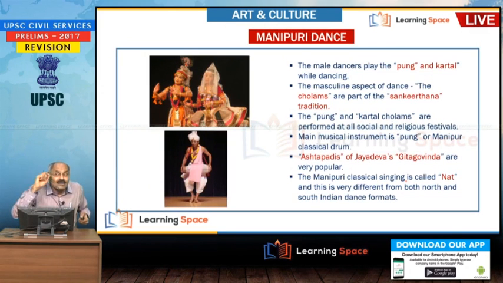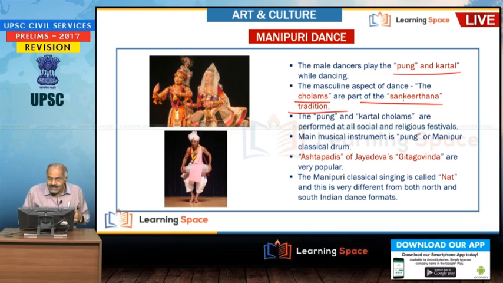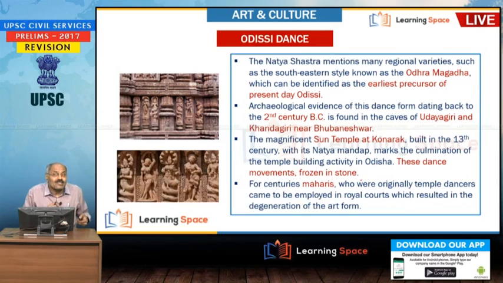And if you go further, here the male dancers play the Pung and Kartal while dancing, and the masculine aspect of dance, the Cholams, are part of the Sankirtana tradition. So here the musical instrument is a Pung, or Manipuri classical drum, and Ashtapadis of Jayadeva's Geeta Govinda are very popular, right? Manipuri classical singing is called Nat. This is very different from both the North and South Indian dance formats.